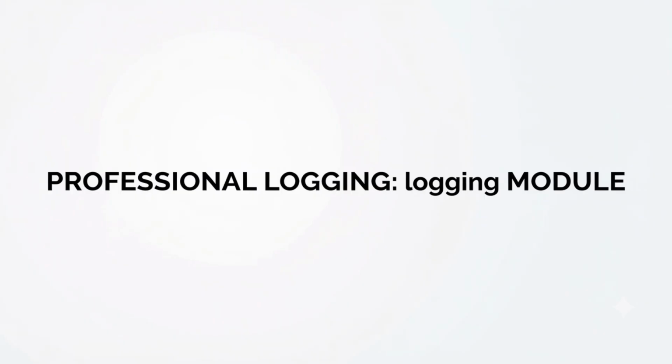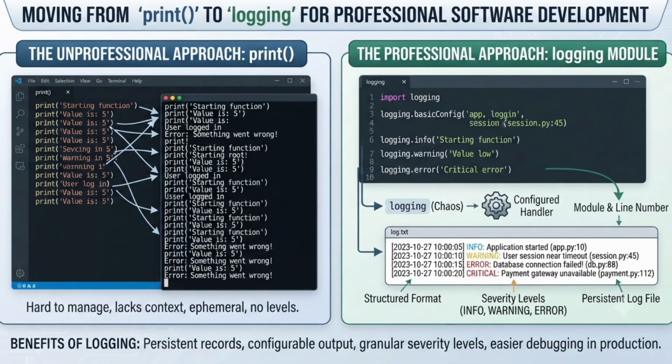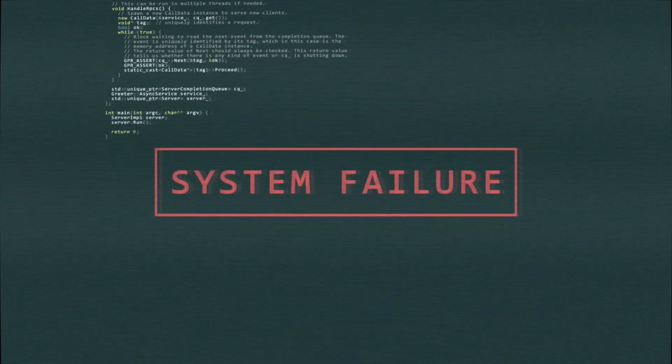38. Professional logging, logging module. Using the print function in the software you develop is not a professional approach. Instead, the logging module is used to record what the program is doing behind the scenes and what errors it receives into a log file based on severity levels like info, warning, or error.